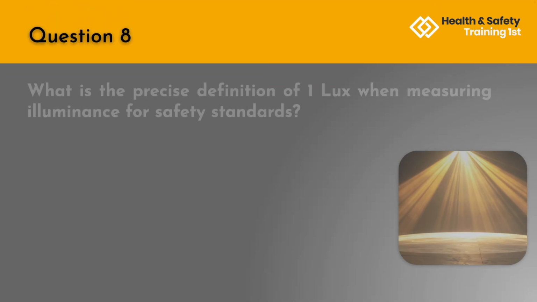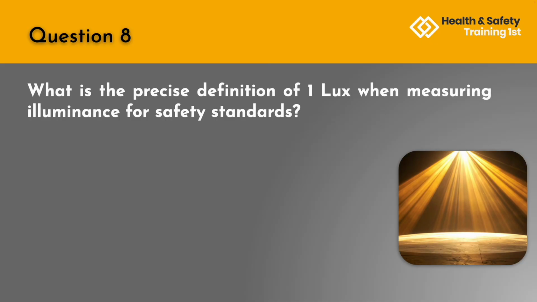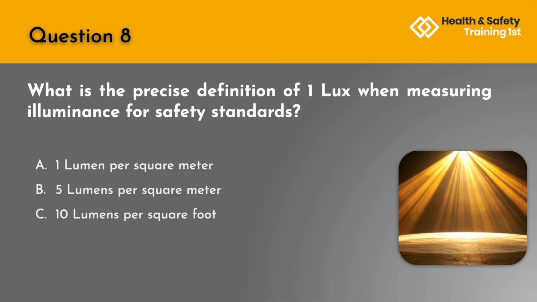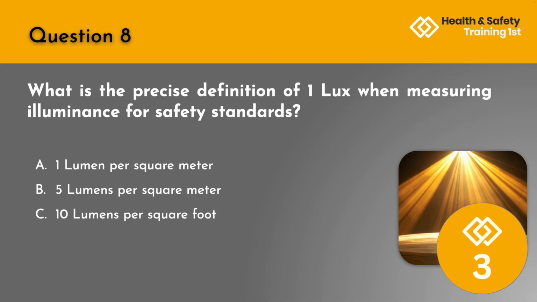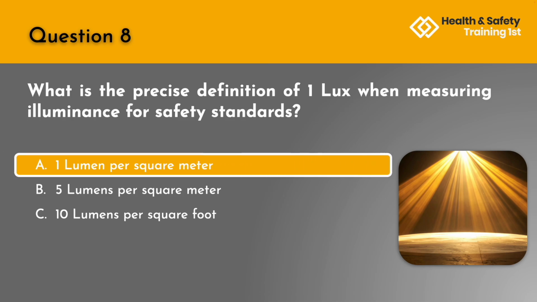Question 8. What is the precise definition of 1 lux when measuring illuminance for safety standards? A. 1 lumen per square metre. B. 5 lumens per square metre. Or C. 10 lumens per square foot. The correct answer is A. 1 lumen per square metre.